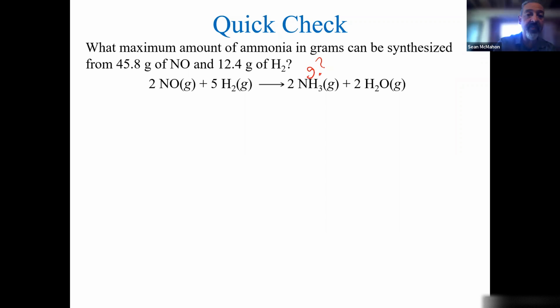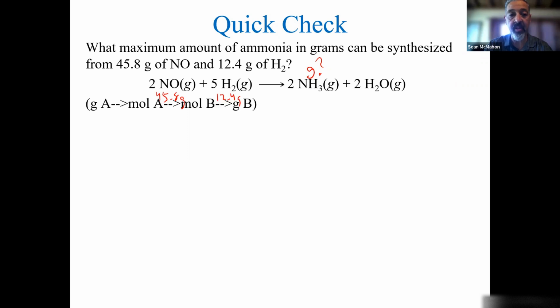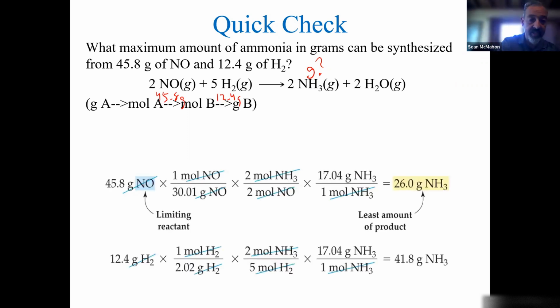hydrogen. So they're giving me 45.8 grams of this and 12.4 grams of this. So this is just a double stoich. I'm going to start separately with the 45.8 grams of nitrogen monoxide and the 12.4 grams of hydrogen. I'm going to convert the grams of both of them to moles. How am I going to do that?